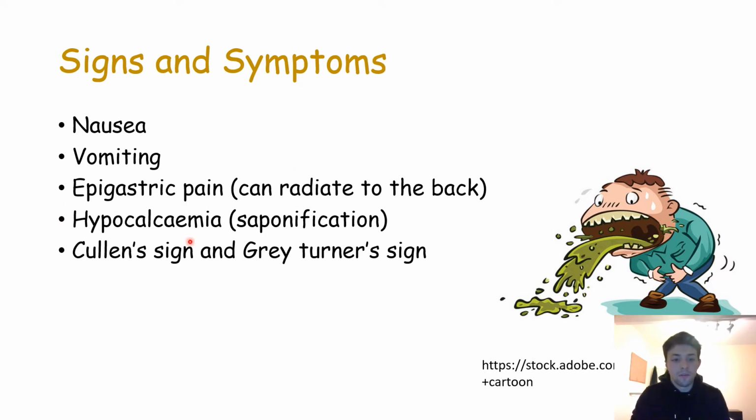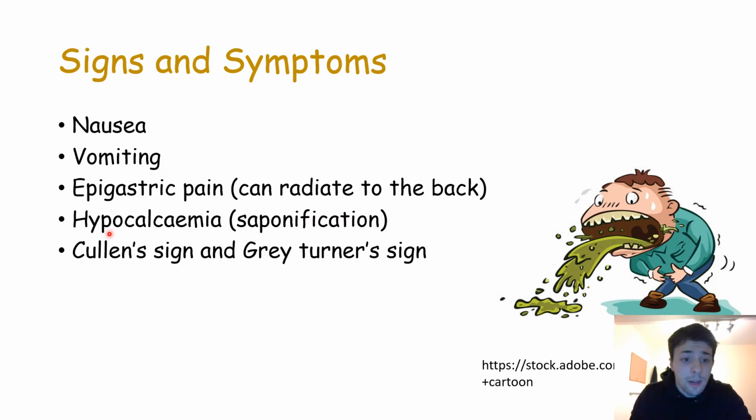Another sign that you could find if you did a blood exam is that there could be hypocalcemia. We're going to talk more about this later. This could be because of fat necrosis of the pancreas. If there's fat necrosis, there are going to be free fatty acids. Then calcium and magnesium can bind to these free fatty acids and lead to what's called saponification. Sabão in Portuguese means soap. So saponification is basically you're creating soap in your pancreas, which is very strange to think of.